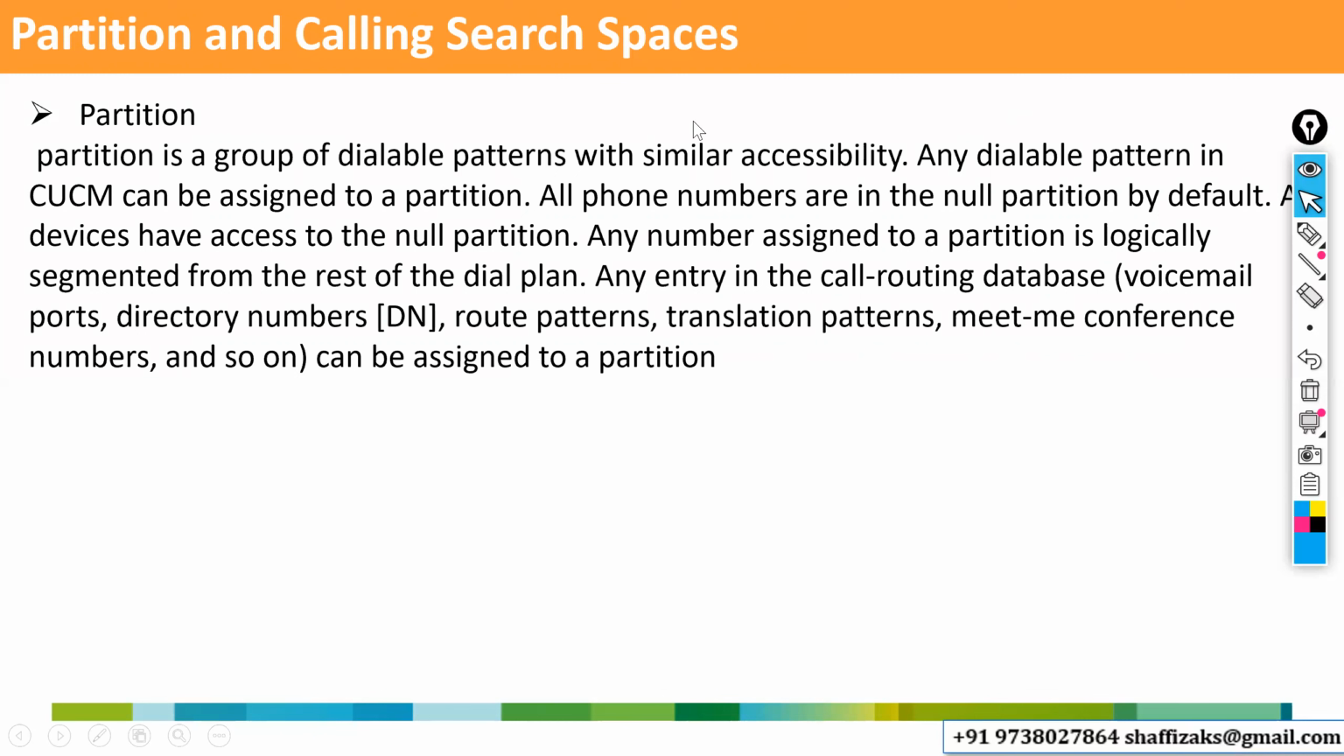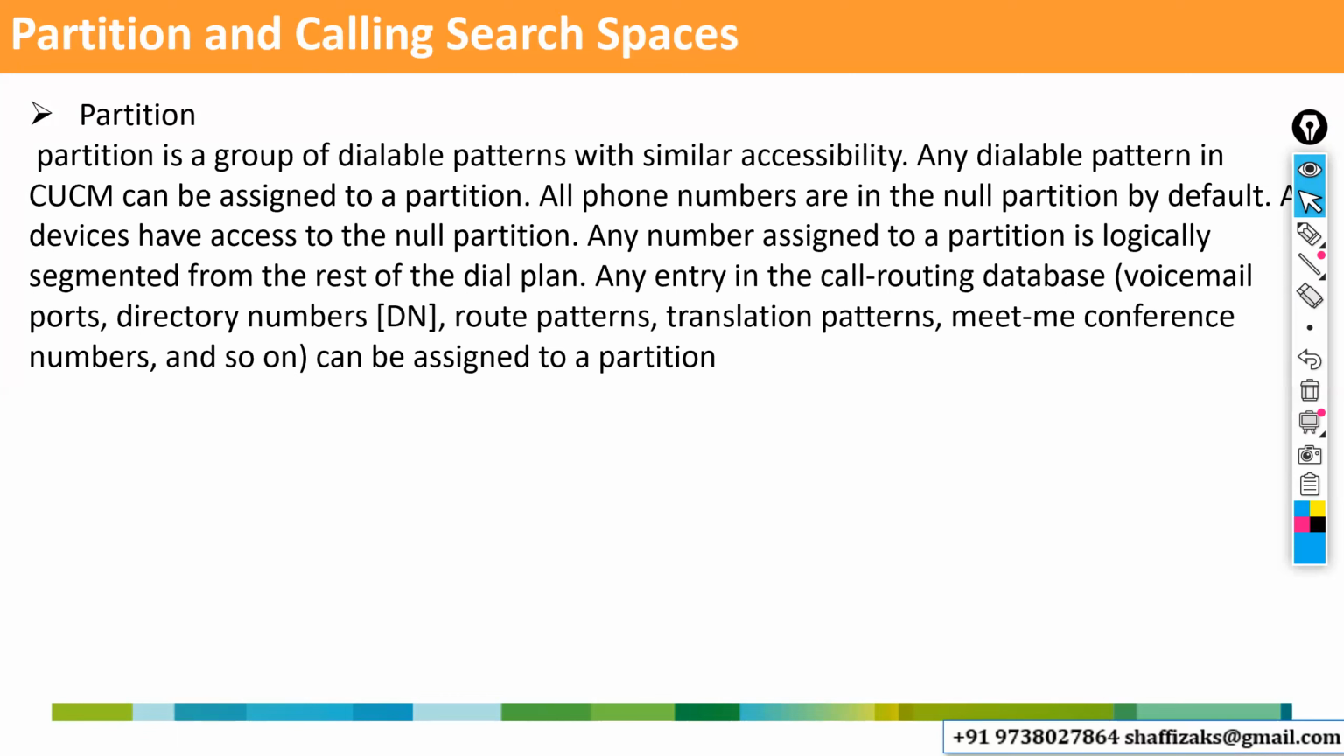In a Call Manager, there are different types of numbers we have. Any number you are able to dial, for example a DN number. DN means directory number. This is the number you are going to assign to your phones. It can be any phone, physical phone, soft phone, anything. You are assigning that one.